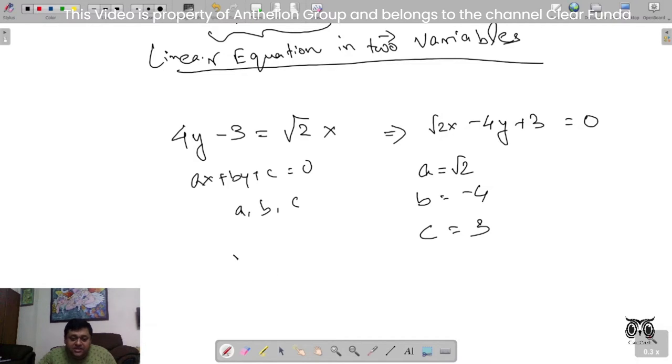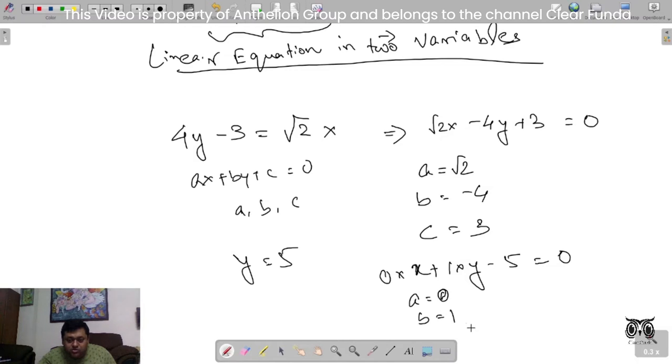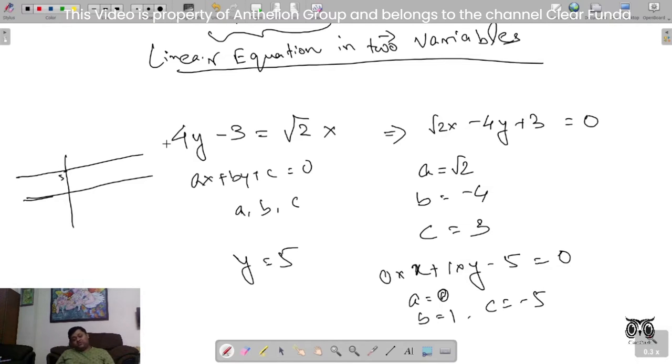Now, for example, someone gives y equals 5. Is this a polynomial in two variables? Yes, it is. We can always write 0 into x plus 1 into y minus 5 equals 0, where a equals 0, b equals 1, and c equals minus 5. So what does it mean? y equals 5 means that no matter what the value of x is, y will always be 5. If we draw it, x can vary. If this is 5, then y equals 5 is something like that. This is the straight line of y equals 5, which means no matter what the value of x, y will always have the same value, that is 5. Okay, you got my point?